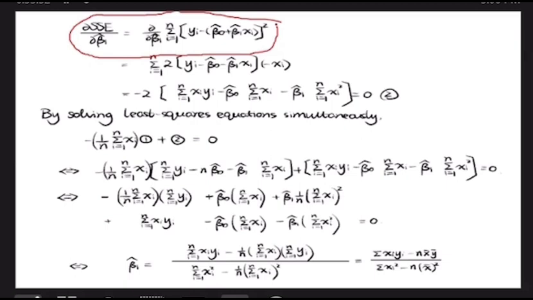Now I want to differentiate this with respect to beta naught, okay? This is a composite function. I'm actually going to have two, okay? Differentiate that, I get -1. Then I'm going to have summation i from 1 to n of yi minus beta naught cap minus beta 1 cap x bar, and that will be 1. This is a composite function, okay? And I'm going to equate that to 0.